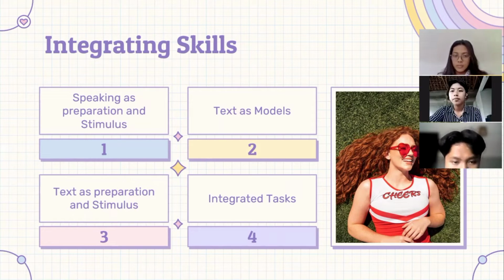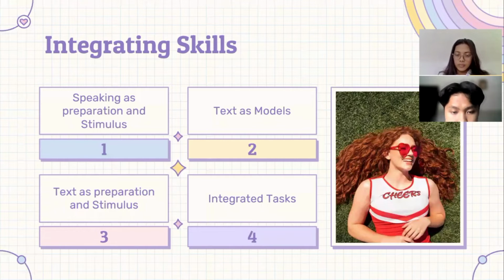The third one is text as preparation and stimulus. Much of language production work comes from the text that students see and hear. A controversial reading passage can be the starting point for a discussion or a written response in the form of a letter. Listening to a recording of a speaker telling a dramatic story can give students the necessary stimulus for them to tell their own stories, or it may be the basis for a written account of the narrative. In this way, we often use written and spoken text to stimulate our students into other kinds of work.